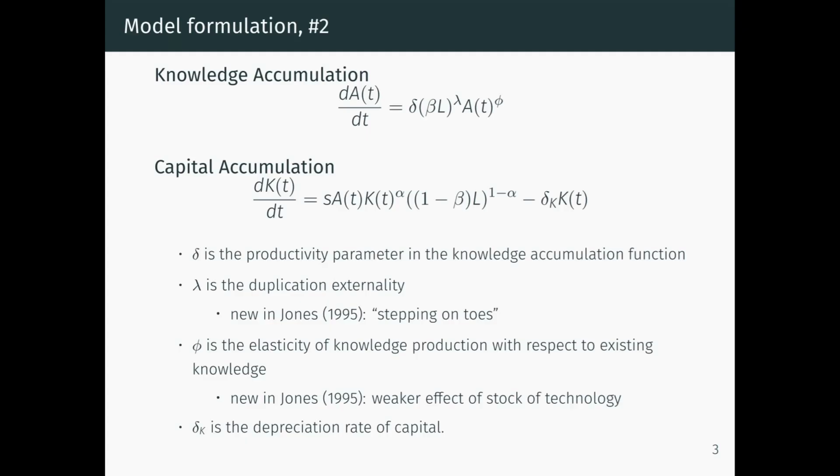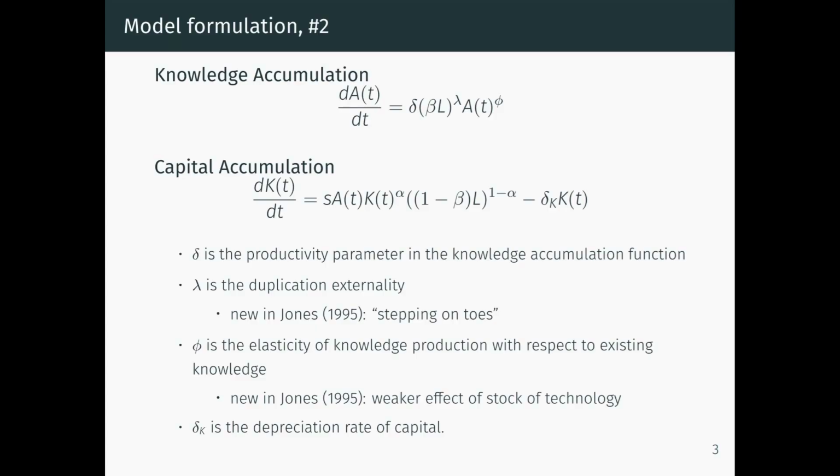And the last term is the existing stock of knowledge to the power of phi, and this phi parameter is the elasticity of knowledge production with respect to existing knowledge. So a value of phi smaller than 1 means that there's a weaker effect of the stock of technology on new technology.